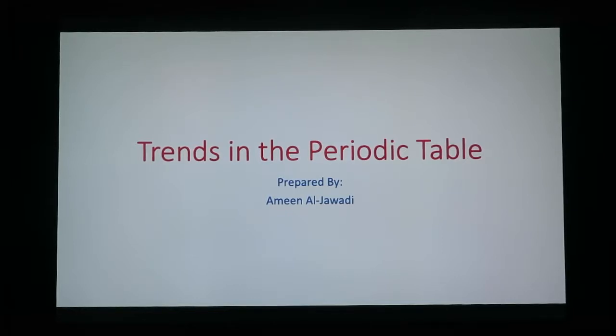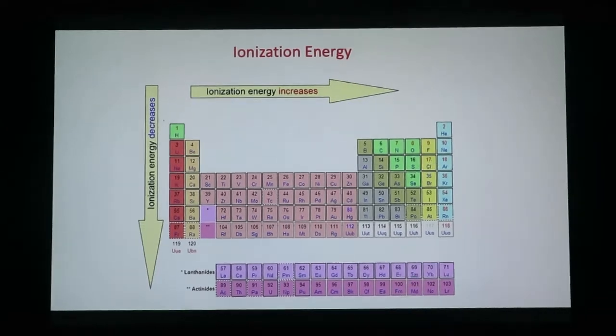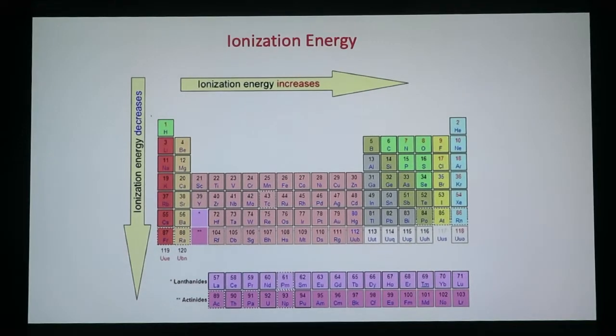Hi, today I will be presenting my chemistry project about the trends in the periodic table. So the first trend is ionization energy. Ionization energy is the energy required to remove an electron from an atom or ion.